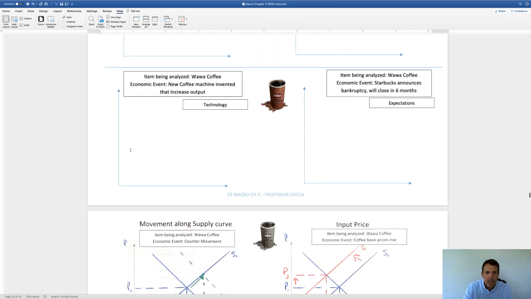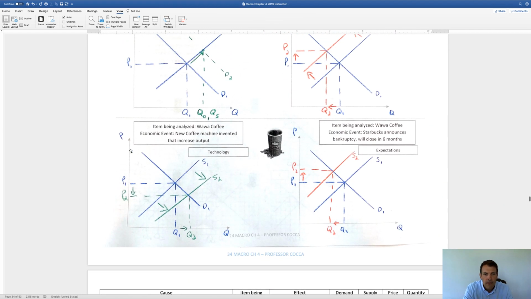All right, so the item being analyzed here is, again, Wawa Coffee. A new coffee machine is invented. So let's say there's a company that makes coffee machines, and they make a new coffee machine that makes it more productive to make more coffee, or more quantity. So that would shift the supply curve to the right because that would be an increase. Again, our equilibrium would move down here, and prices would go down and quantity would go up.